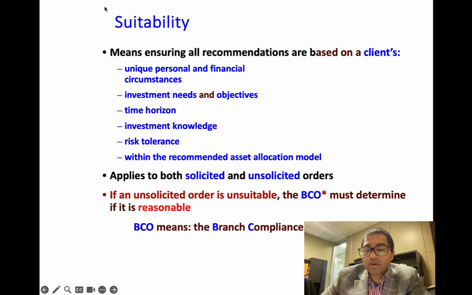Suitability, we are going to talk a lot about this throughout the course. Just will briefly discuss it. It means ensuring all recommendations are based on clients' unique personal and financial circumstances. So the products need to match the goals, their investment needs and objectives, the time horizon, the investment knowledge, risk tolerance, and within the recommended asset allocation model.